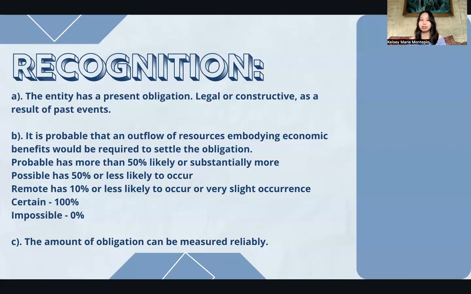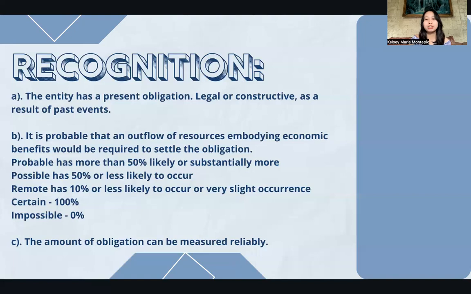We also have another one: if there is a range of possible outcomes, the midpoint of the range is used, assuming each point in that range is as likely as the other. And lastly, if it is a large population of items, the expected value method is used, which weighs all the possible outcomes by their associated probabilities.